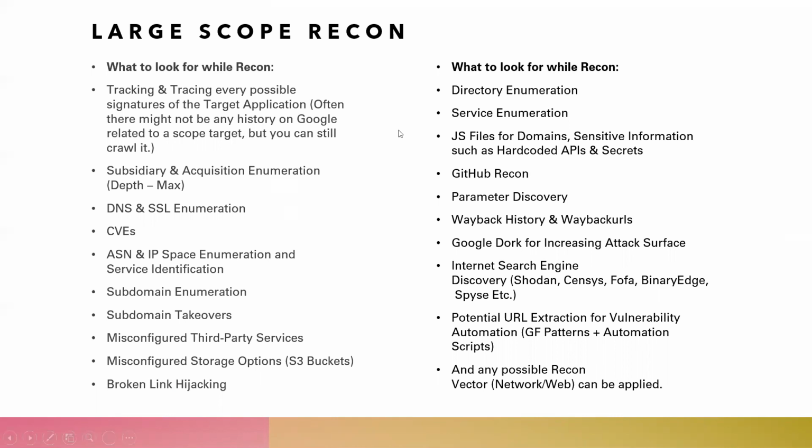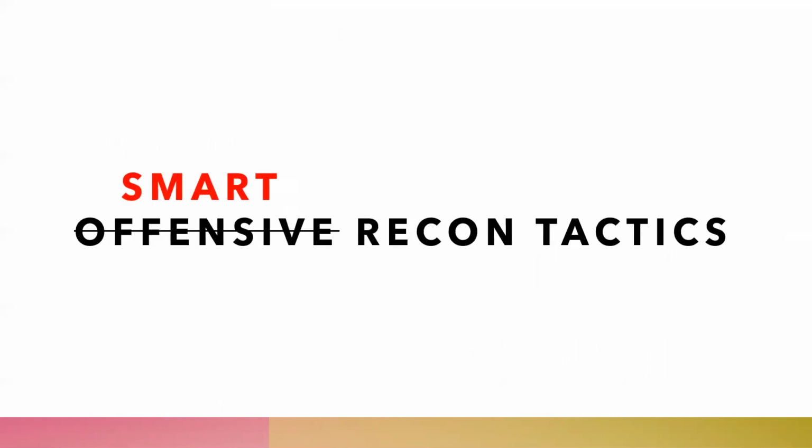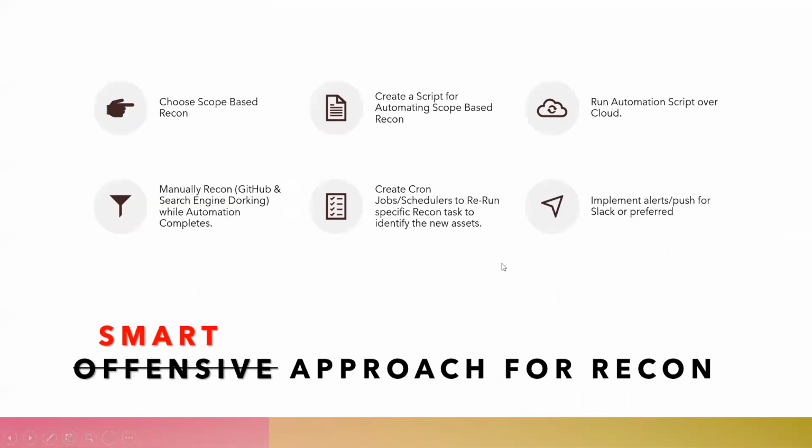Now, this concludes most of the part of small, medium, and large scope recon. Now let's look at some of the offensive smart recon tactics. These are again very short tactics, as I always tell people. Whenever you're doing recon, just choose your scope, and based on that, choose your scope-based recon method. Create a script for automating your scope-based recon.